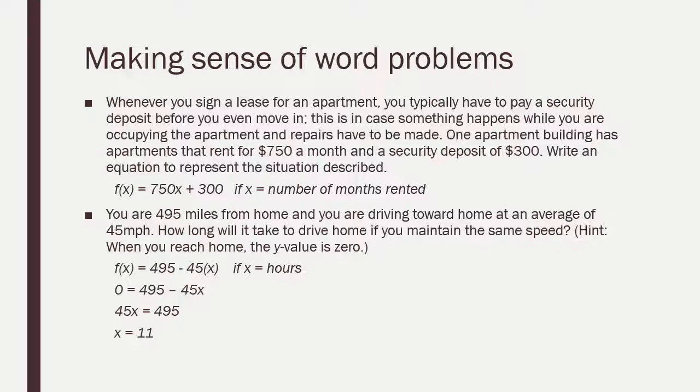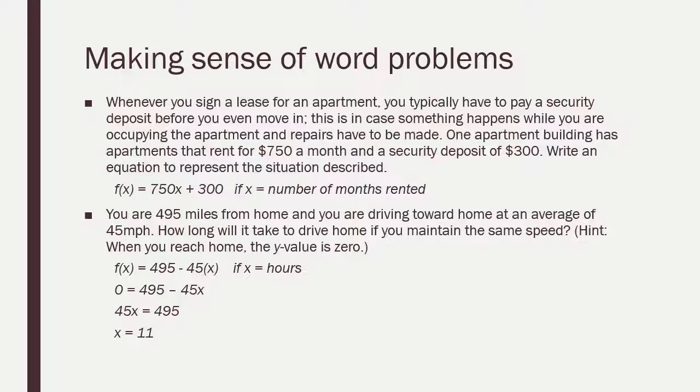Here's another one. You're 495 miles from home, and you're driving toward home at an average of 45 miles per hour. Whenever you're given a rate like that, you know that's going to be your slope. How long will it take to drive home if you maintain the same speed? Hint: when you reach home, the y value is 0. So we know that the y value, or where f(x) exists, is going to be the distance remaining, or the length of time remaining.